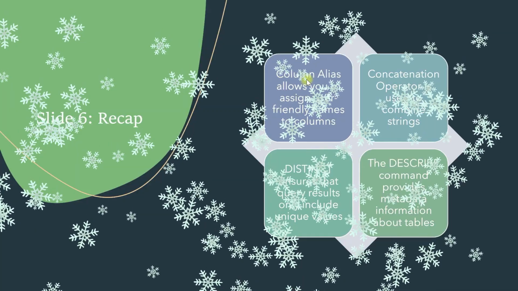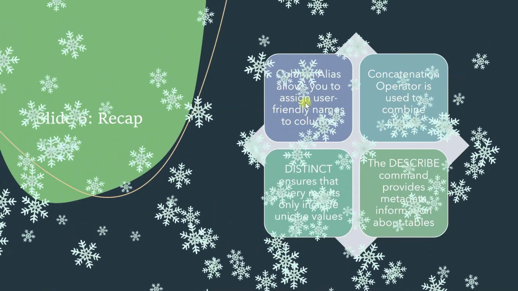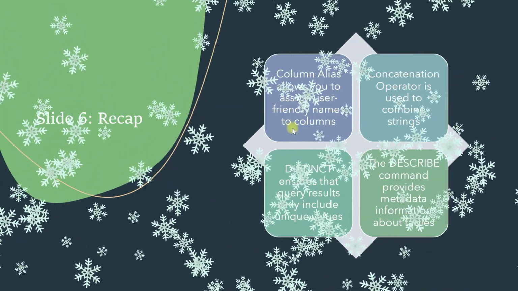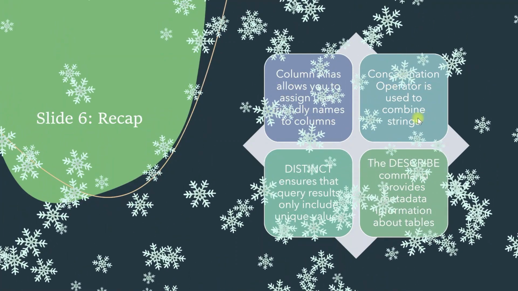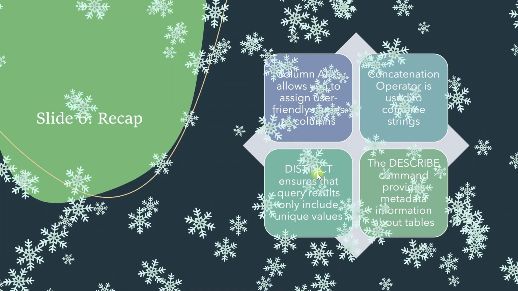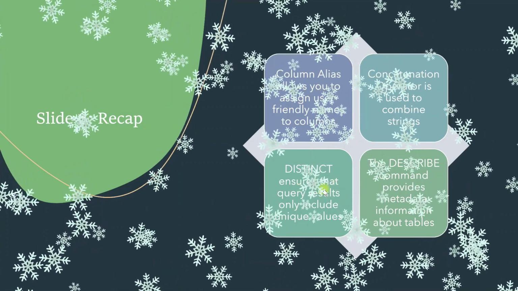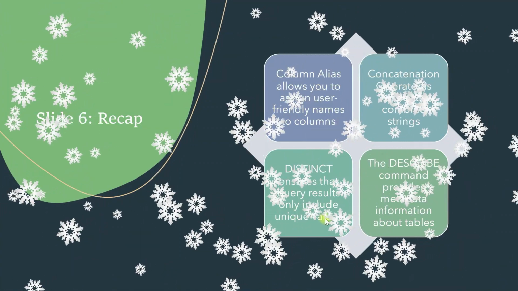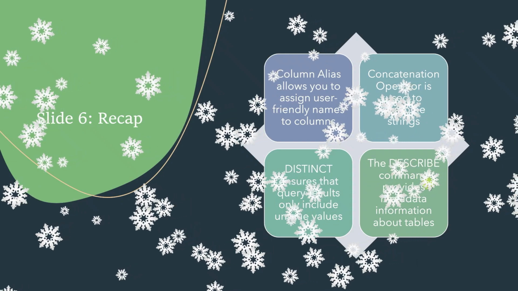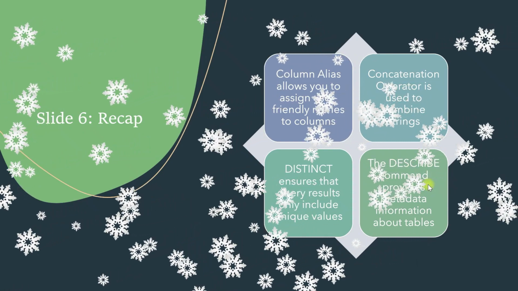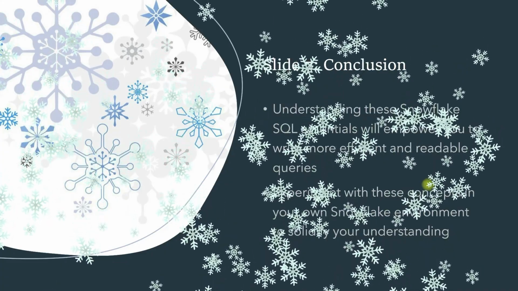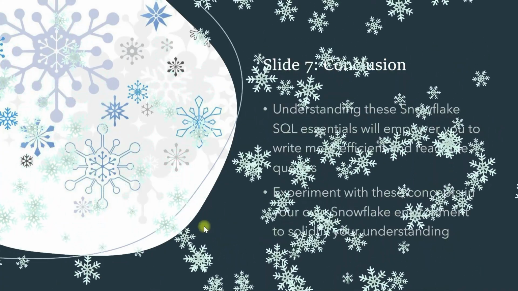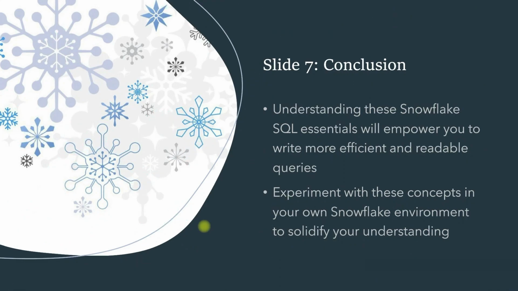So we learned that column aliases allow us to assign user-friendly names to columns. We learned that the concatenation operator is used to combine strings. We learned the distinct keyword ensures that the result only includes unique values. We learned the describe command provides metadata information about a table. So please try your own examples and experiment with these concepts in your environment.